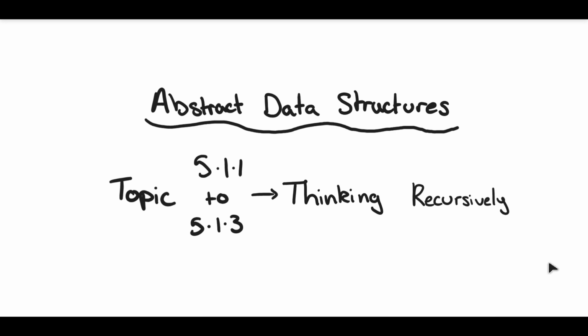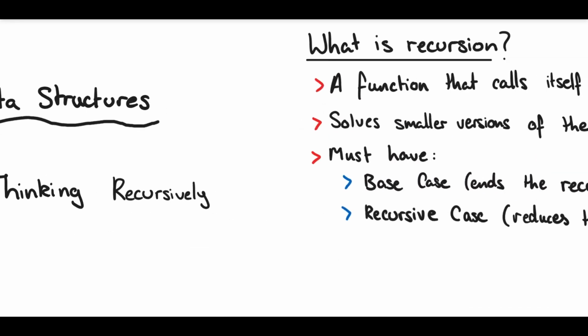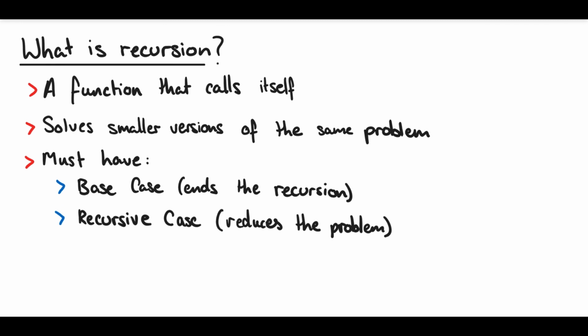Hey guys, today we're going to be talking about topic 5 of IB/HL Computer Science, Abstract Data Structures. Our focus today is going to be recursive thinking, and we're going to cover the first 3 points under topic 5.1, which are all about identifying, understanding, and tracing recursive solutions. So to start, what is recursion?